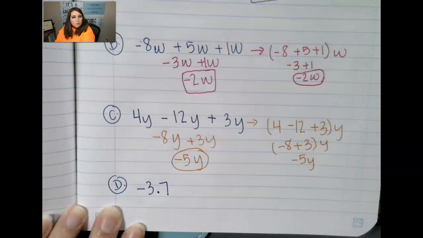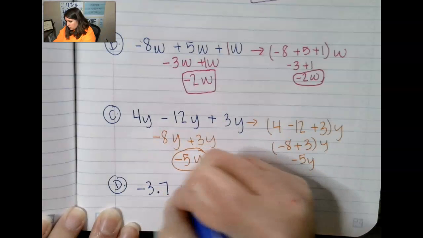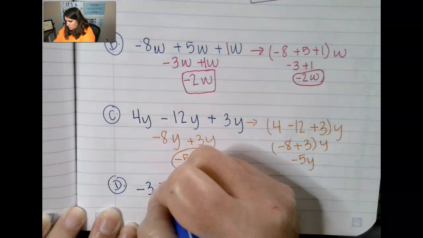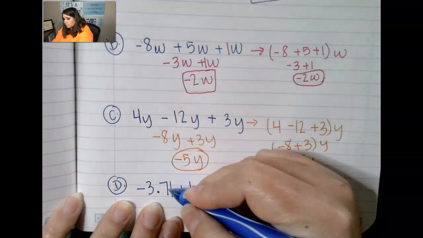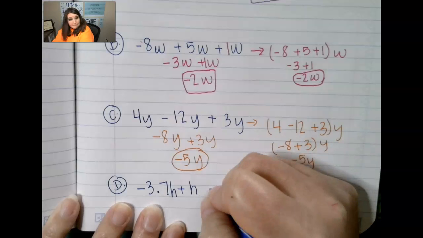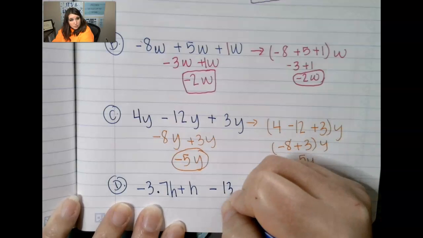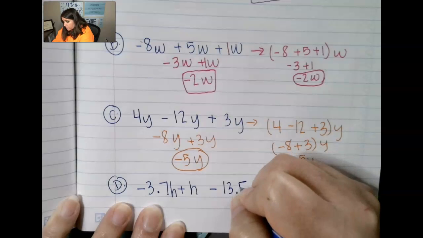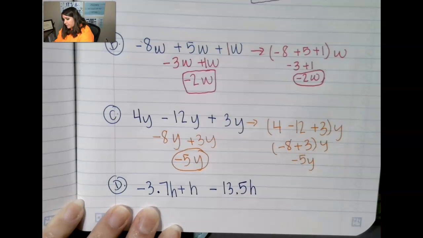So negative 3.7 and what's the next part? Plus h. Oh, I forgot the h. So negative 3.7h plus h minus 13.5 or 13 5/10 h.